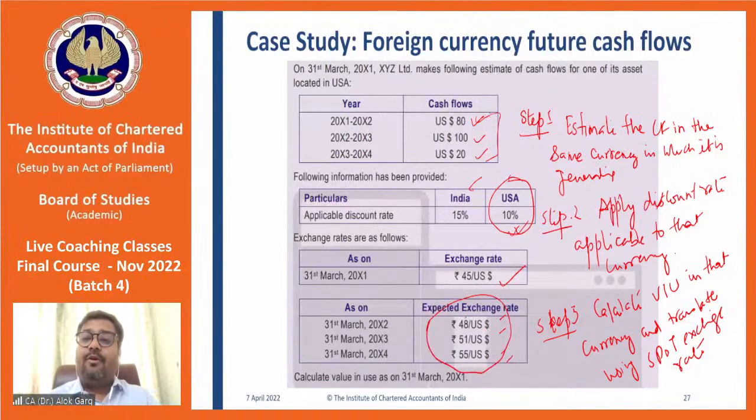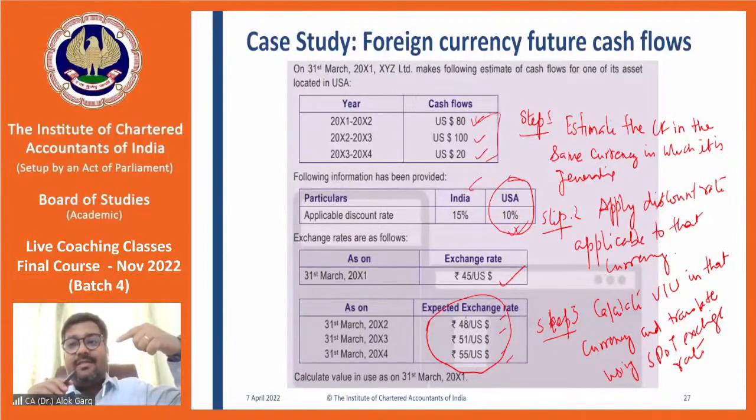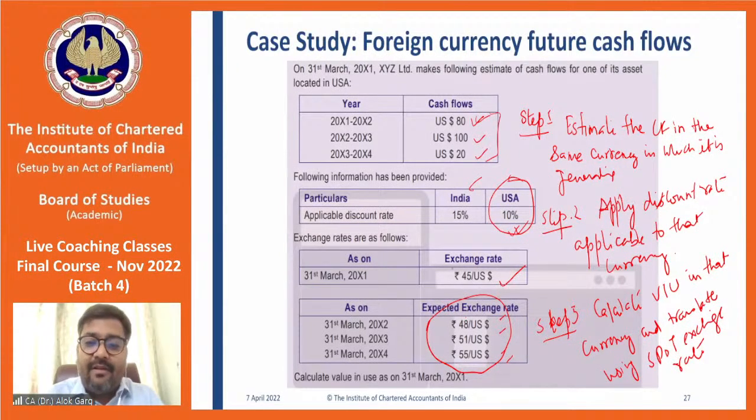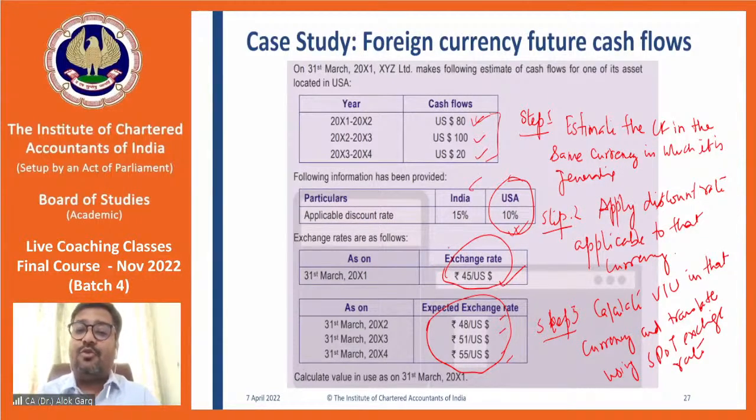Why? Because you have to calculate value in use in the foreign currency. Then you have to convert this present value, this value in use in foreign currency, into Indian currency. And for that, you have to use a spot exchange rate on 31st March 2001. So in this question, only 45 rupees per US dollar on 31st March 2001 is important, and this data is not important. Calculate value in use as on 31st March 2001. Okay. So let's solve this question on an Excel file.